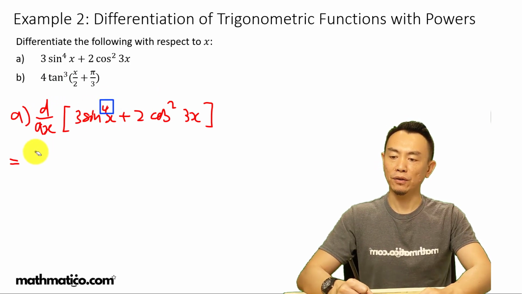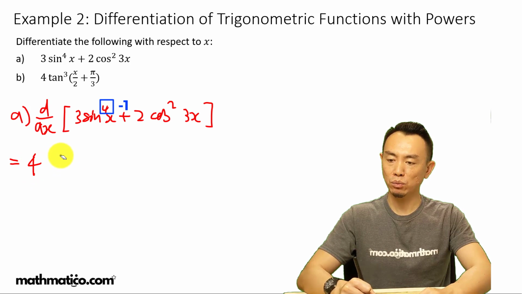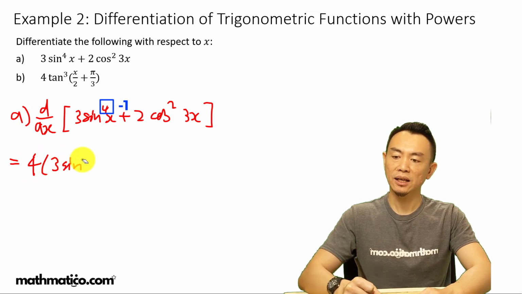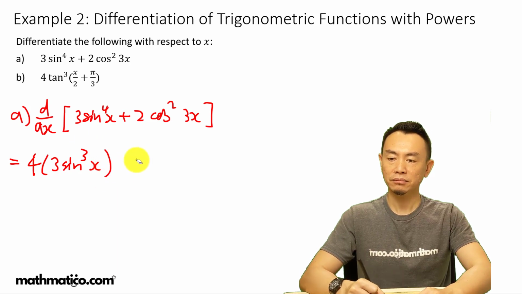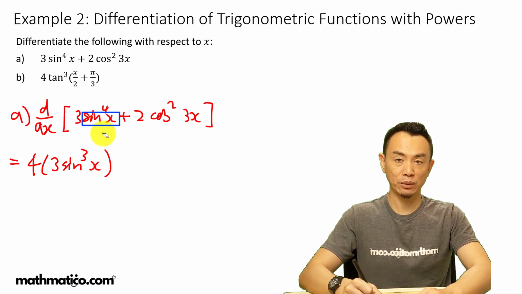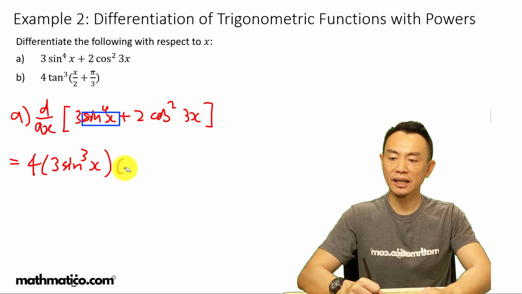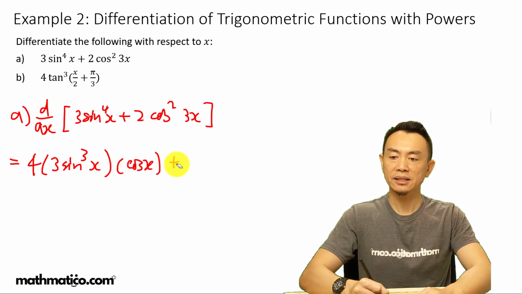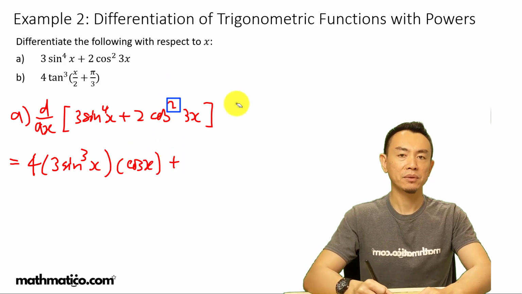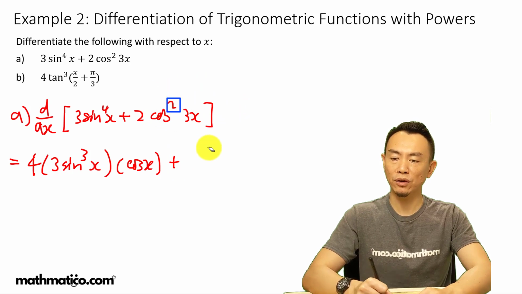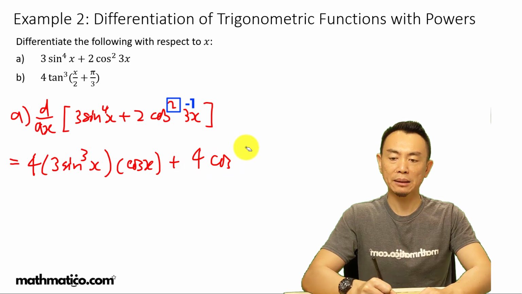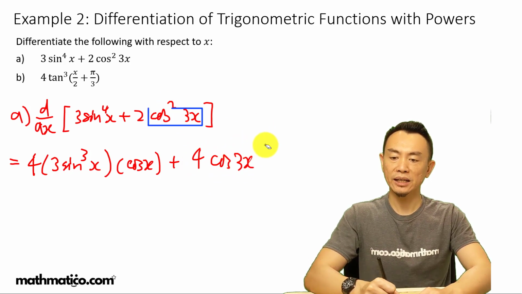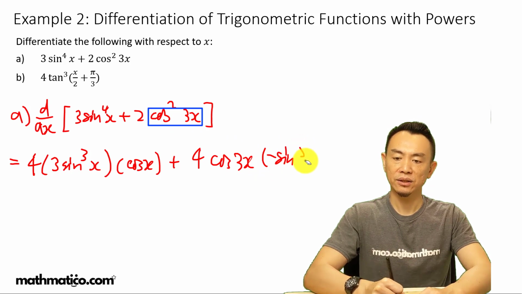We bring down the power 4 and the power minus 1, right? So we have 3 sine, power 4 minus 1 is power 3, x. Then we differentiate the sine x without the power. Differentiate sine x is cosine x. Plus, again, the power. The power 2 bring down, 2 times 2 is 4. And you have cosine squared becomes cosine power 1, right? 3x. Differentiate cosine is negative sine 3x.